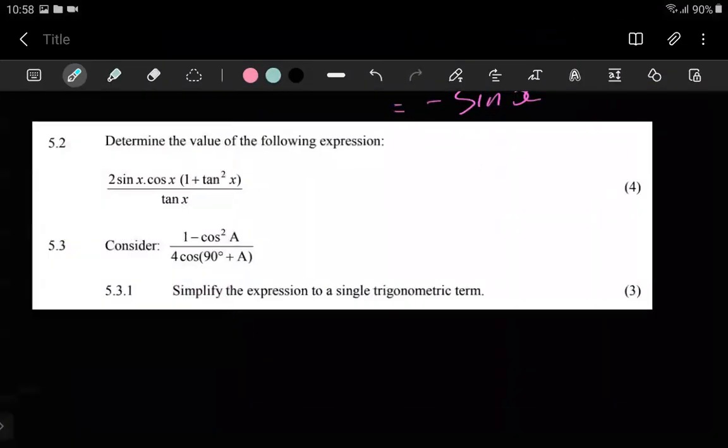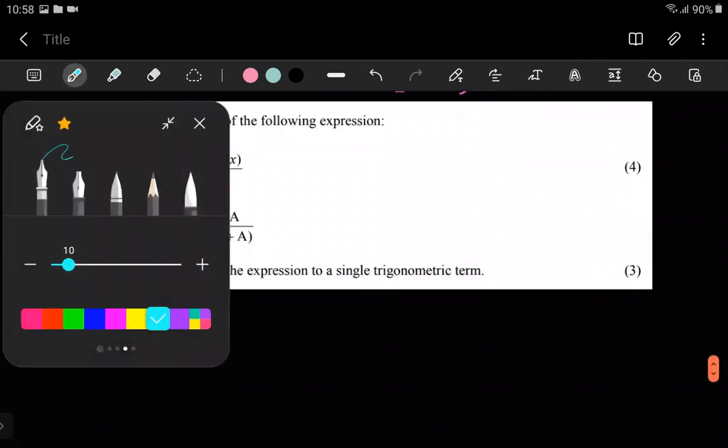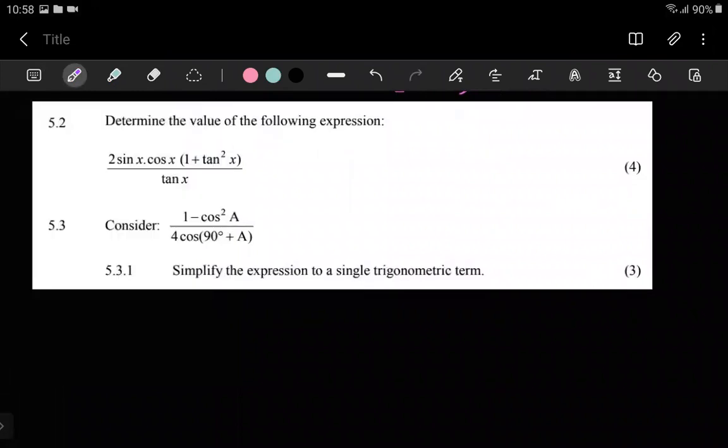With what we have here, it says determine the value of the following expression. So what that means is, if you're going to determine the value of this, they just want you to break it down until it's probably a number.